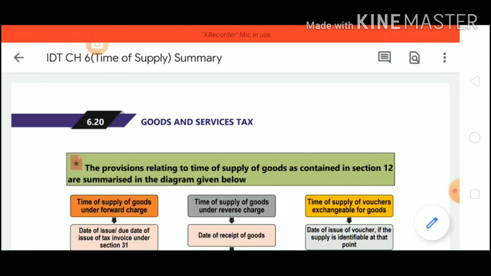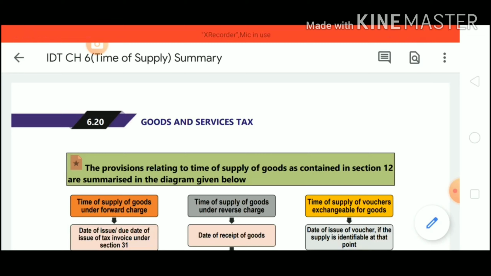In my last videos, we had completed the ICA Study Mat questionnaire of two chapters, that is Supply under GST and Charge of GST. In this video, I've come up with ICA Study Mat questions of chapter 6, that is Time of Supply. This video will be very beneficial for you all, so do watch it till the end.